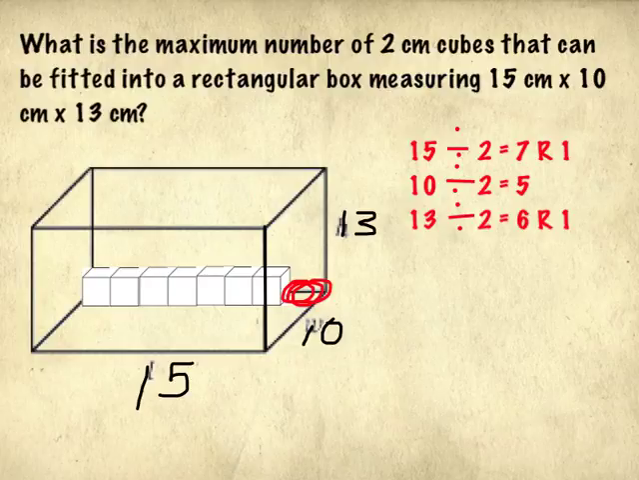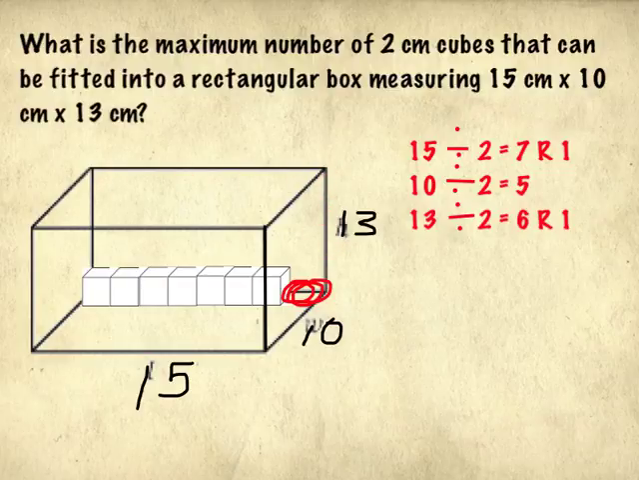When I write that out mathematically, I get 15 divided by 2 gives me 7 with a remainder of 1. Going this way, 10 divided by 2 gives me 5, so I know I'm going to be able to fit 5 cubes this way. Going this way, 13 divided by 2 gives me 6 with a remainder of 1. So I know I'll fit 6 cubes this way, and there will be a 1 centimeter space at the top.